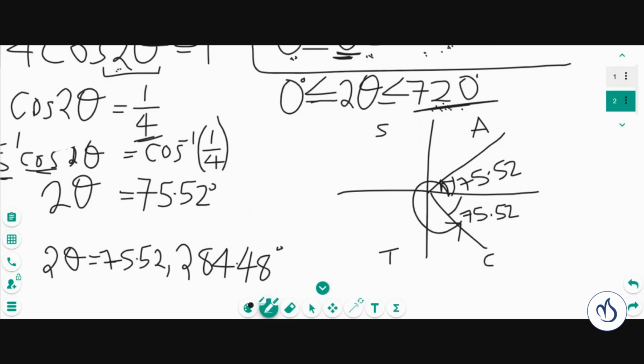Our range of 2 theta: I am in 200, and the range is saying go up to 720. So what I'm going to do is more rotations. I'm going to start from this point, rotate until I come back to this very point, and then measure up to this angle of 75. I'm going to make one complete cycle, and then I add on 75. That's what I'm going to do.